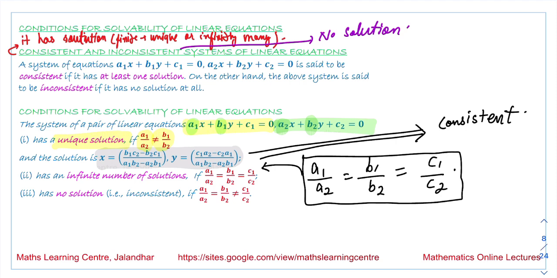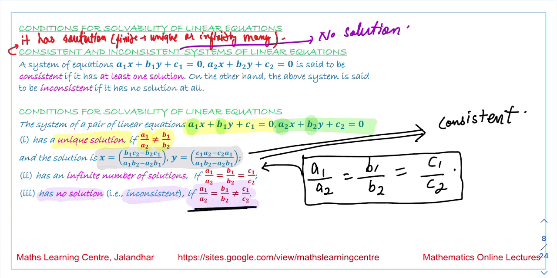And if this is the third condition, if a1 over a2 is equal to b1 over b2 and not equal to c1 over c2, this third condition we are talking about, then we are saying the system has no solution, that is, it is inconsistent. Similar things we have also discussed when we were talking about the graphical solutions.